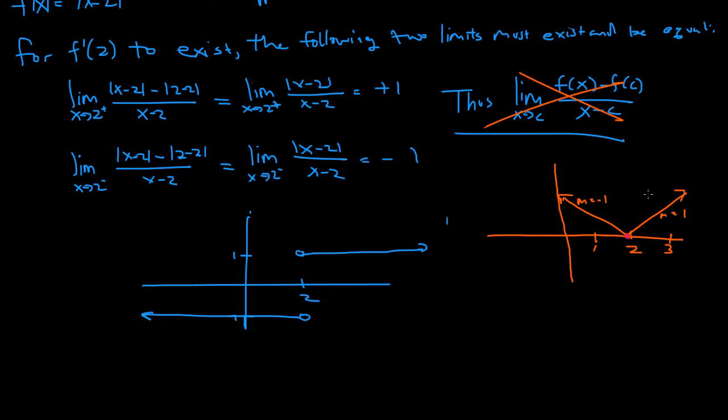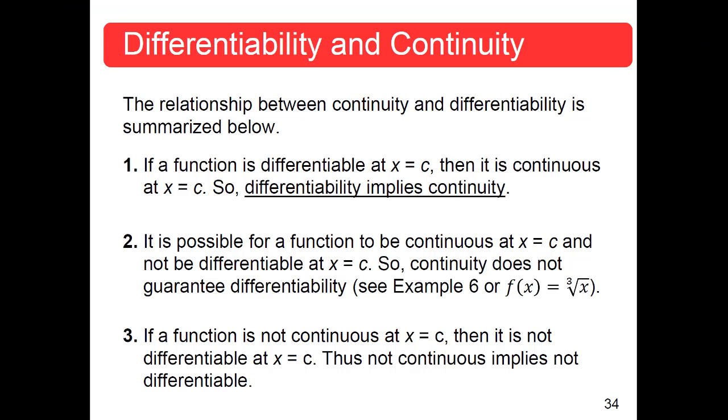Again, why are we doing this? We're doing this to show that the function is continuous at x equals 2, but it's not differentiable at x equals 2. So continuity does not necessarily imply differentiability. All right, so just to sum up, we have a very important relationship between continuity and differentiability. That is, if a function is differentiable at some point c, then it's guaranteed to be continuous. That is, differentiability implies continuity.